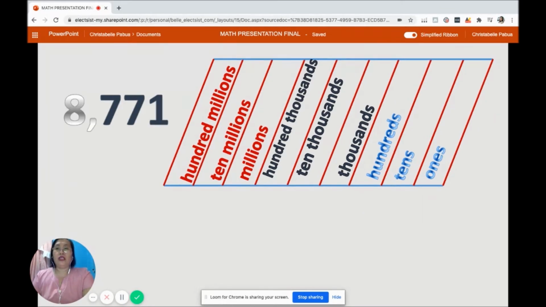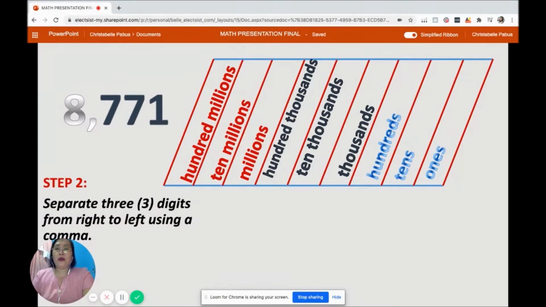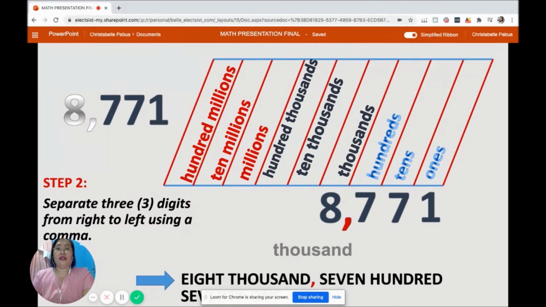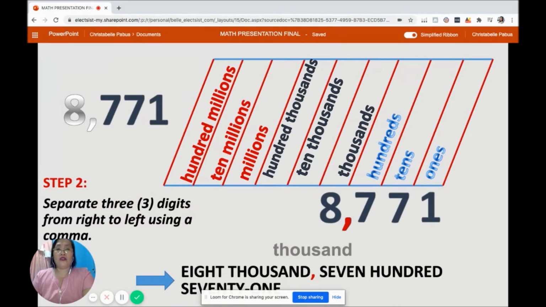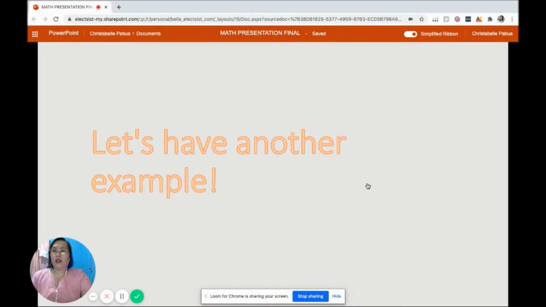948. Another example, 8,771. Separate 3 digits from right to left using a comma. Example, 1 is in the ones digit, 7 in the tens digit, and another 7 in the hundreds digit. Then, put a comma to separate it by period. So 8 now is in the thousands period. And it is read as 8,771. Let's have another example.